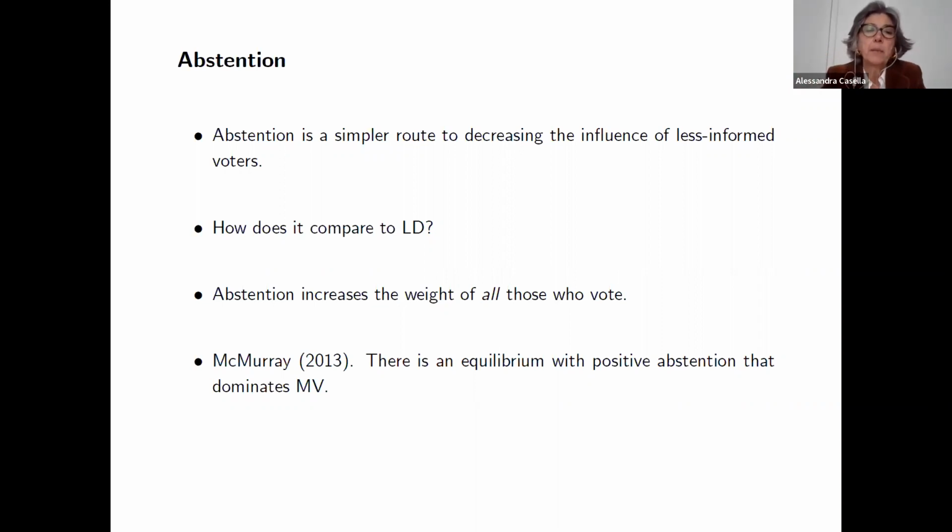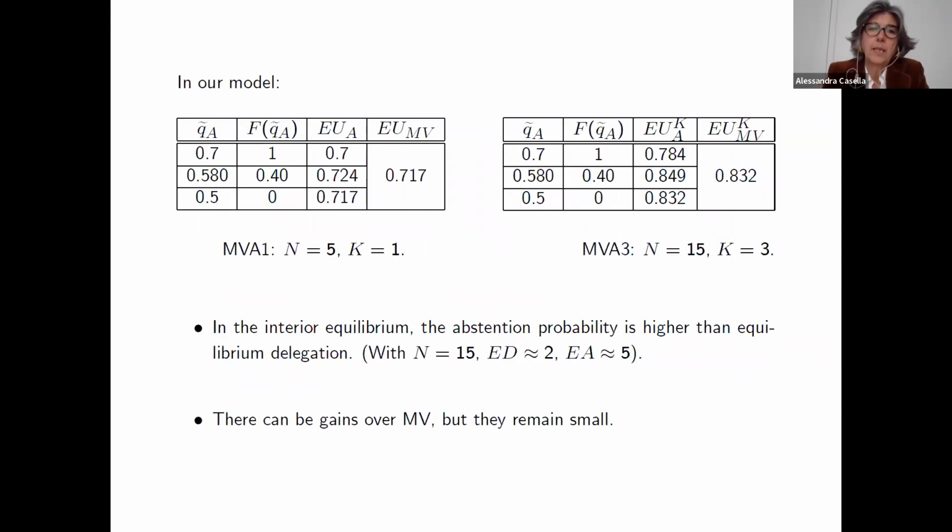There is a paper by McMurray in the Review of Economic Studies that shows that there is an equilibrium with positive abstention that dominates majority voting. The model is not identical to ours, but very, very similar. And the result by McMurray carries through to our setup. So in our model, we call MVA1 majority voting with abstention in the small group where there is a single expert. So it's a group of 5 again and a single expert, everything as before.